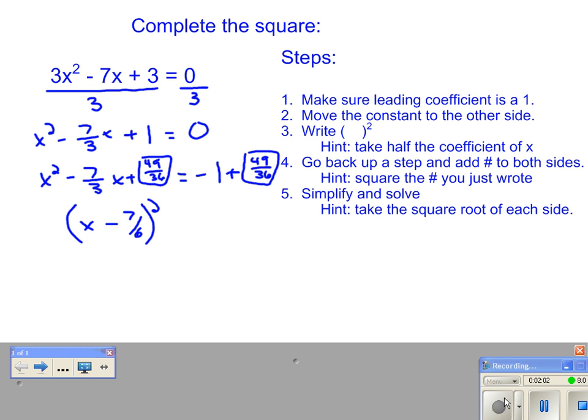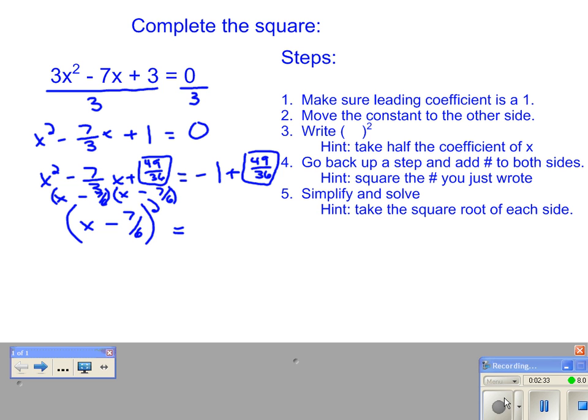If you don't remember why you have to add that number, right now what you've done is you've truly just factored that trinomial. x times x is x squared. 7/6 times 7/6 is 49/36. If you go negative 7/6 and a negative 7/6 x, that will give you a negative 7/3 x. So you have completed the square. You've written what quantity squared that was.